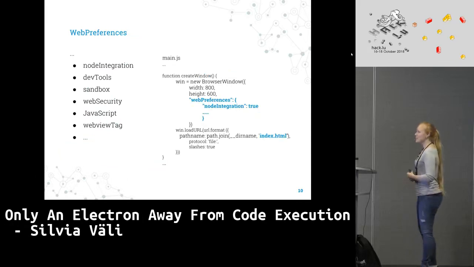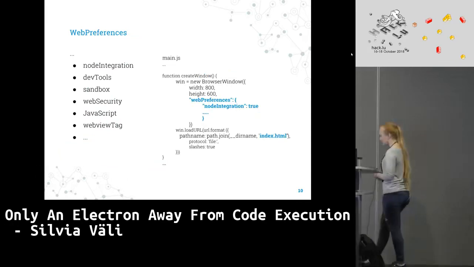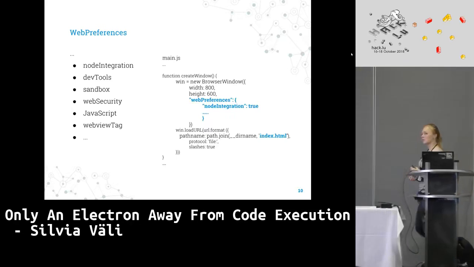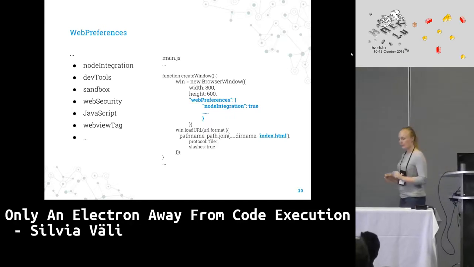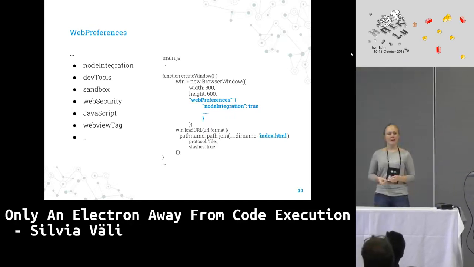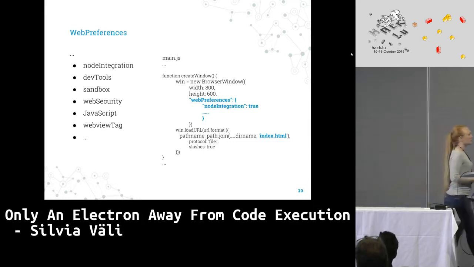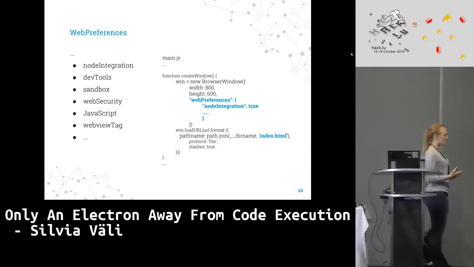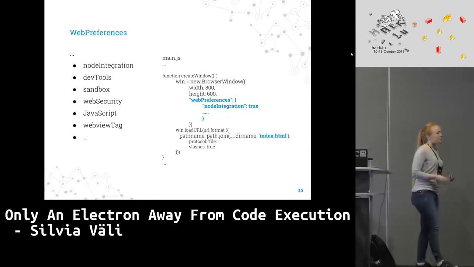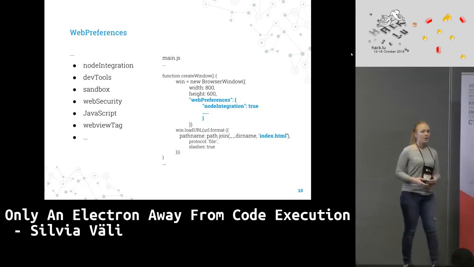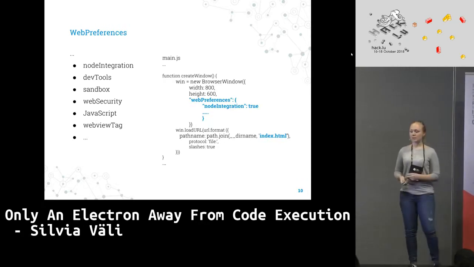So what happens when we create that browser window? Then a set of web preference options becomes available to us. These options are really important if you're trying to find vulnerabilities in Electron applications, because they can make a really big difference in how far you can actually go. For example, here, it is possible to control whether the users of an Electron application are able to access the developer tools.